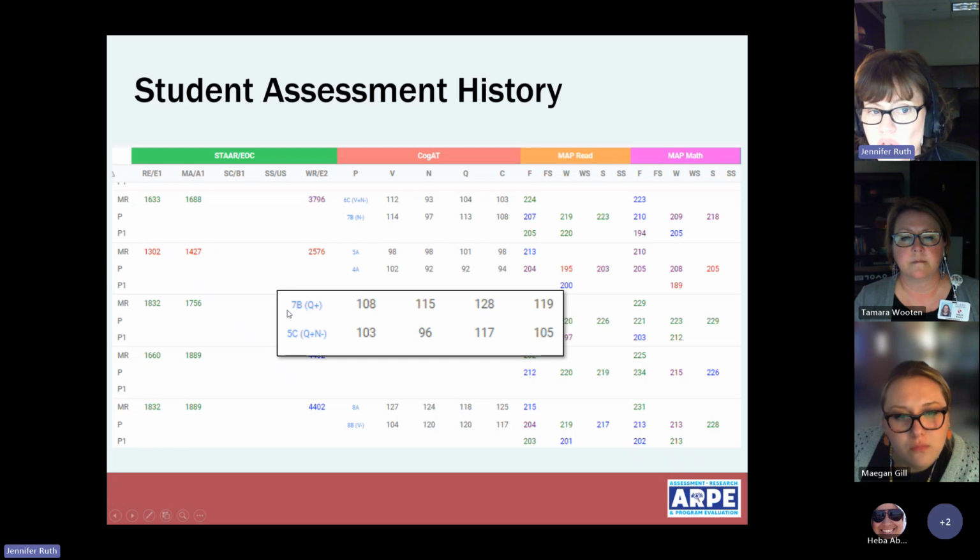That 7B tells you that they have an above average CogAT score. That 7 is above average. B tells you they have one score that's above the other 2. And in this case, it's a quantitative strength. So this student learns best through the quantitative domain.